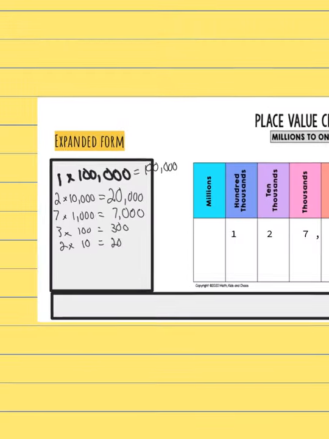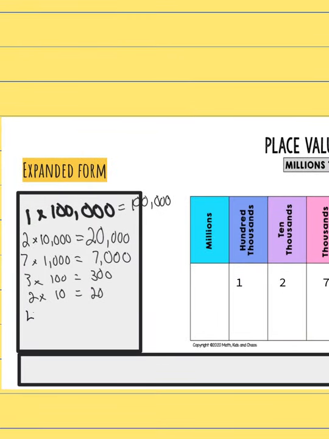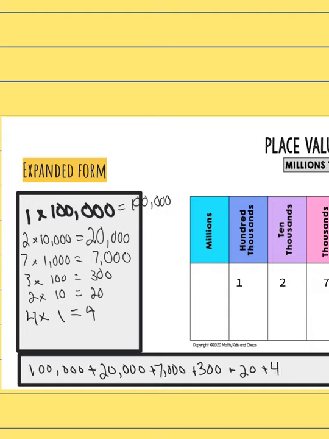And then also we have 4 ones, so we have 4 times 1, that's equal to 4. Okay, so there's all of our values. To write it out in expanded form, we're taking each of those and writing them out as an expression using addition signs in between. So we have 100,000 plus 20,000 plus 7,000 plus 300, plus 20 plus 4. So again, you can just see each of those numbers expanded out according to the value that they have because of their place.